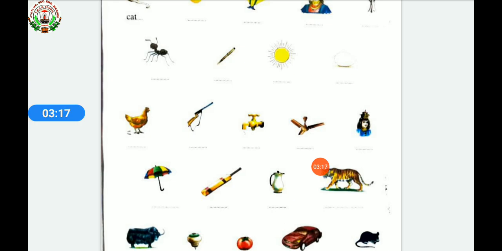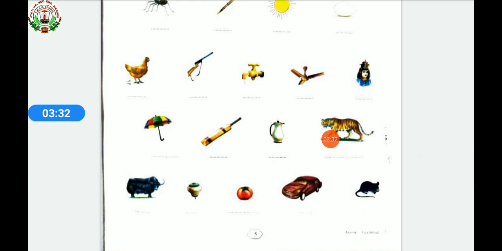Then comes the picture of a sun. S-U-N, sun. After sun, the picture is of an egg. E-G-G, egg. Then comes the picture of a hen. H-E-N, hen. The next picture is of a gun. G-U-N, gun. The next picture is of a tap. It starts with the letter T. T for tap. T-A-P, tap.